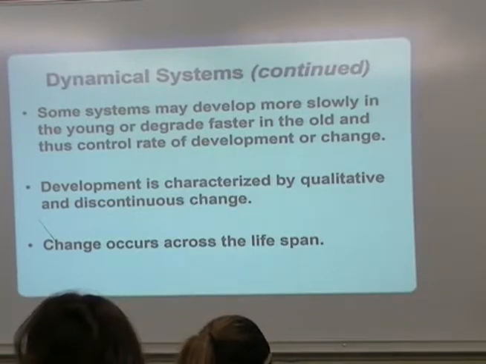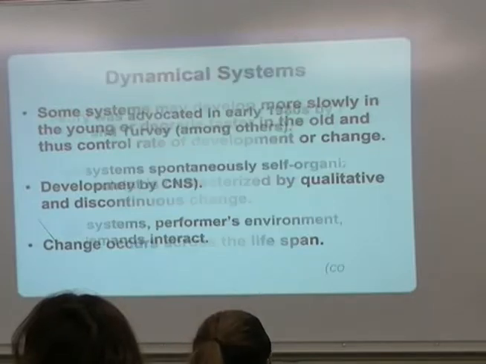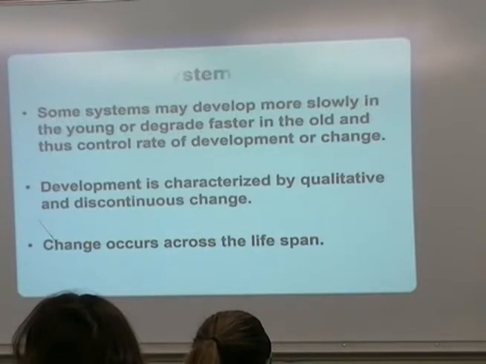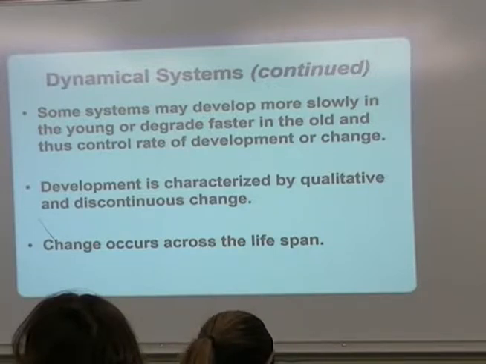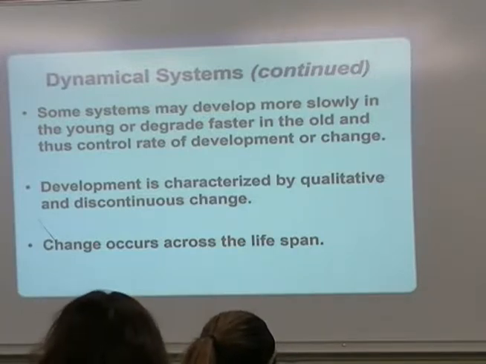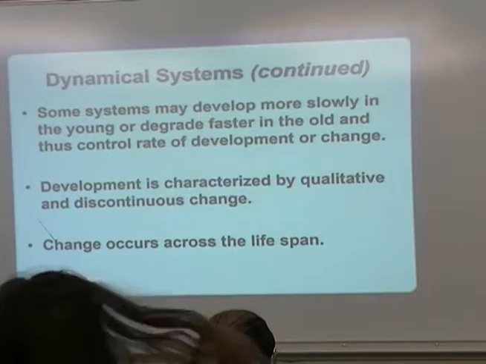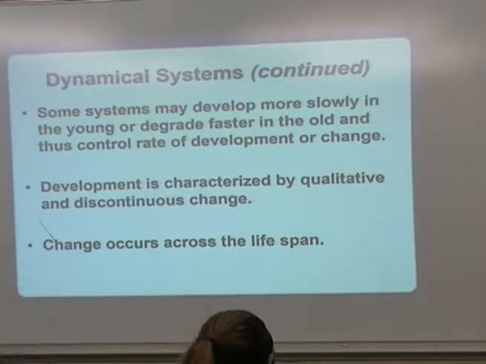So we want to think about some systems develop more slowly. As we get older, certain systems are going to start to break down earlier than other systems. Okay. So the fact that the systems continue to change across the lifespan also, if we use this theoretical perspective, helps us explain why we see movement changes across the lifespan.